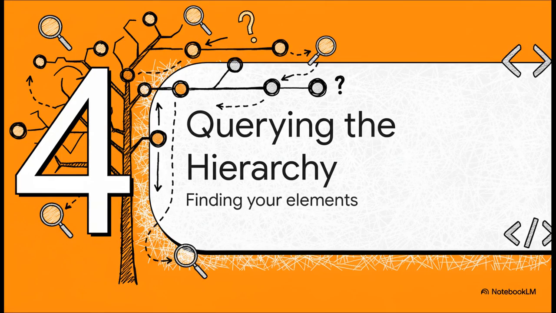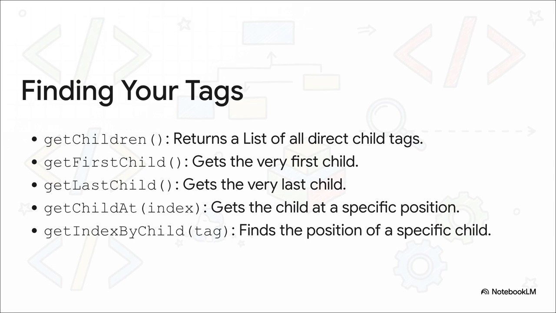So you've built this big, beautiful tree of elements. But now, how do you find anything in it? You need a map, a GPS. And that's where querying comes in. Think of these methods as your navigation toolkit. Need to see everything that's directly inside a tag? getChildren gives you a list.